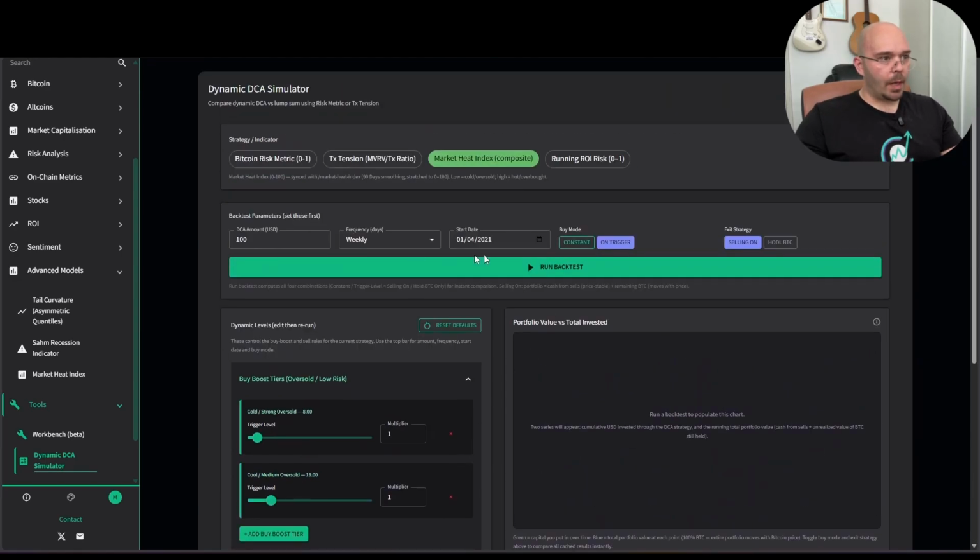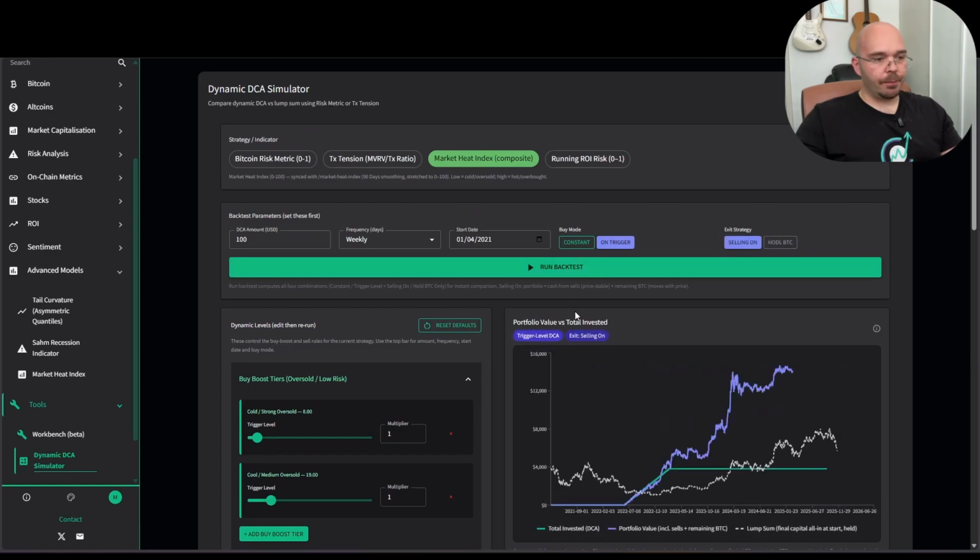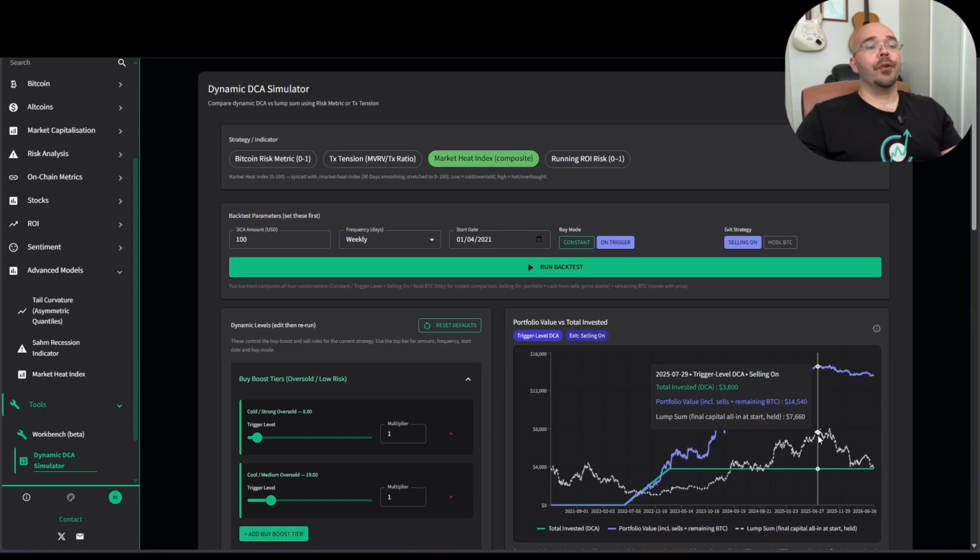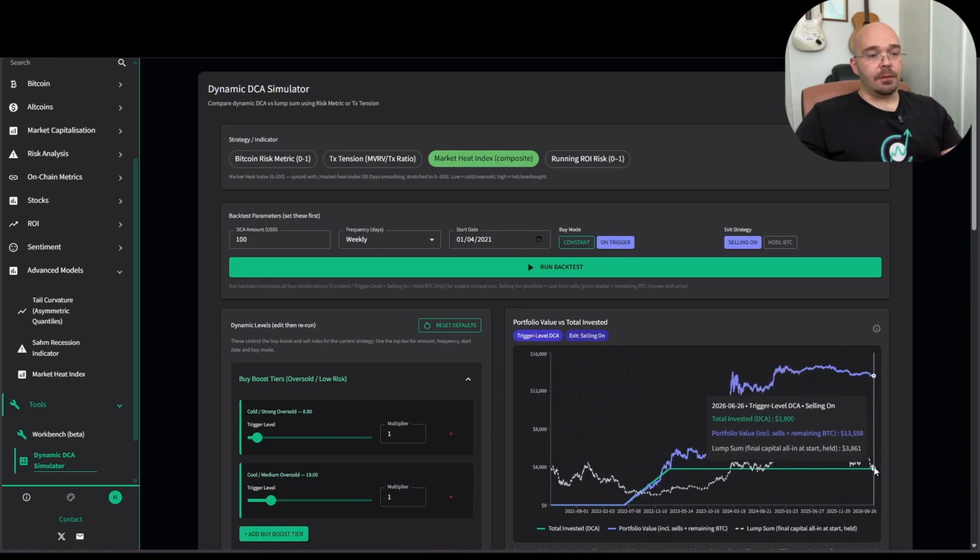So let's run this backtest. Everything the same, turning on. Boom, run the backtest. So there we see the lump sum didn't really do very well at all. I didn't say what the lump sum was before, did I? The lump sum is 4,000. So the lump sum profit is, 3,800 invested, and the lump sum you end up with, because you didn't sell, was 4,000 and something.